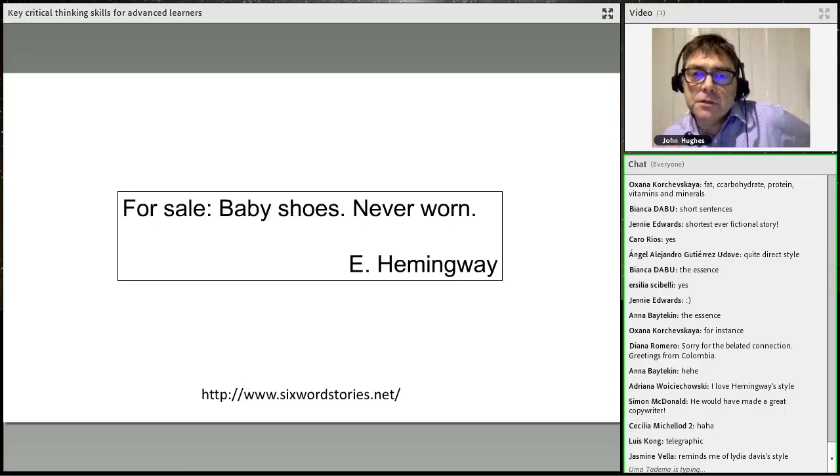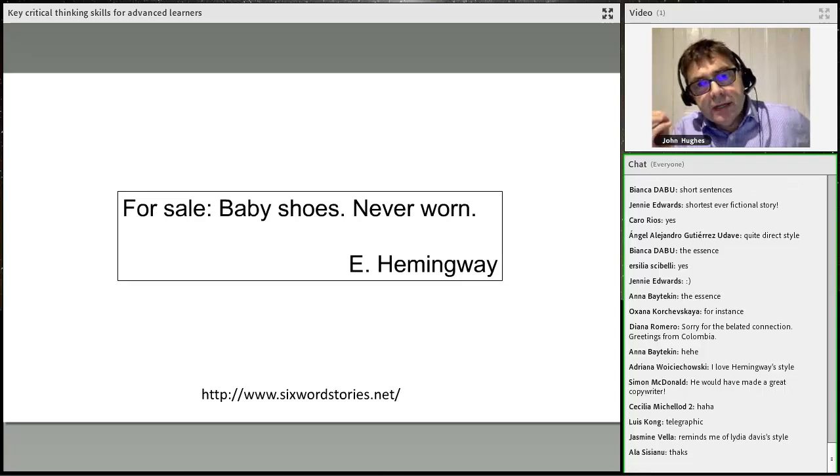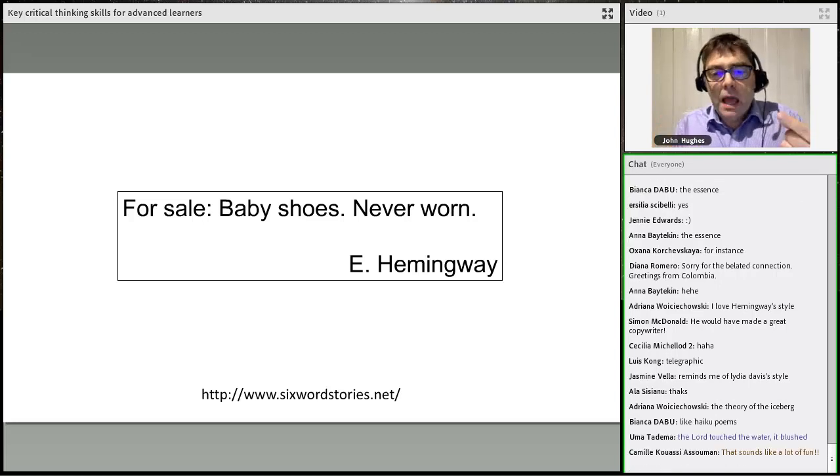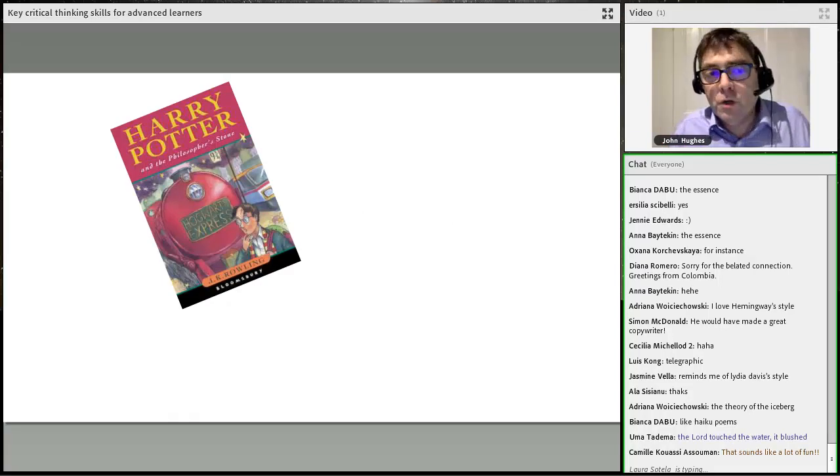And it's a very fun, creative task to do with students because it gets them to think in very quick, short ways. But I like to do a bit like haiku, The Lord touched the water, it blushed. Very nice, Uma. Okay. You could do this in reverse, and this is more of a critical thinking task where you get students to summarize a story that they know in 6 words. So you choose a famous story and you ask students to summarize it in 6 words.